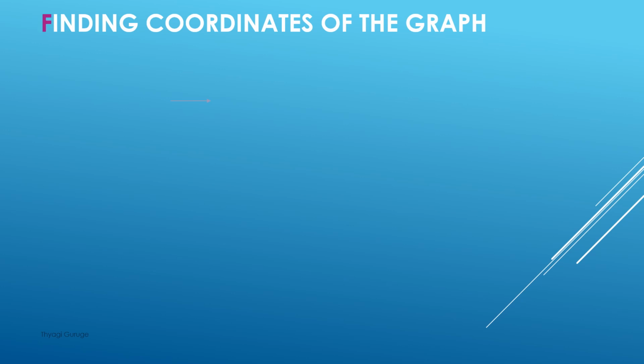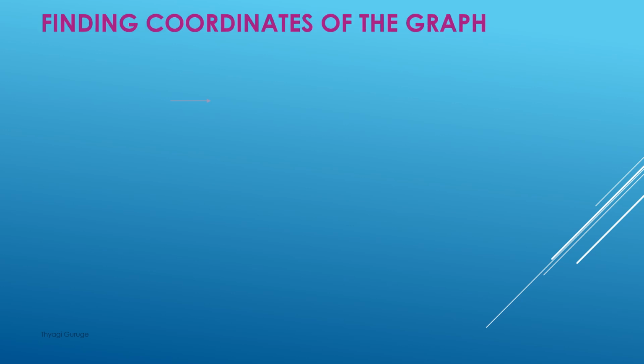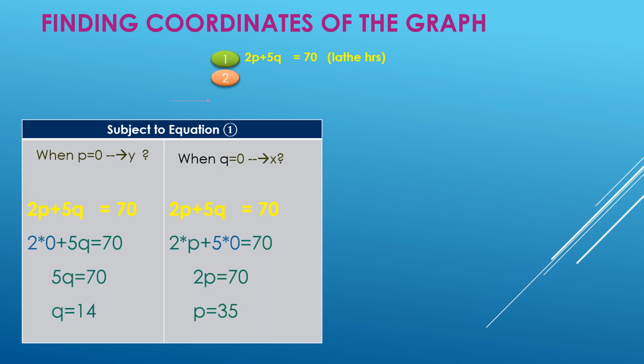Let's find the coordinates of the graph. Firstly, I take the first two equations, which are the lathe hours and the milling hours. Let's say the first equation is the lathe hours. I'm going to find the coordinates by subject to equation 1. First I assume the value of P as 0. Substituting 0 for P, I derive the value of Q as 14.